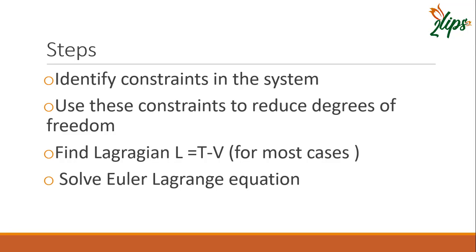Next, we have to find this Lagrangian function L, which for most cases is the difference between kinetic energy and potential energy. But there are some cases in which this is not true. And the final step is to solve this Euler-Lagrange equation which we already derived. So we are going to solve this.